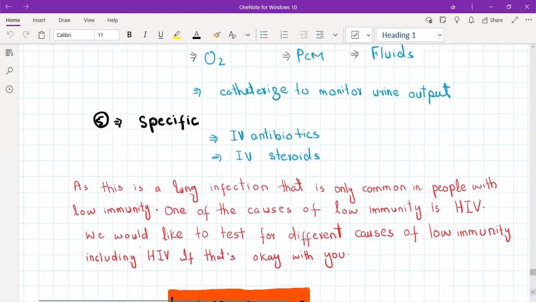Specific treatment here is IV antibiotics and IV steroids. Okay, so specific treatment here is two. Remember that it's not only IV antibiotic, but it's IV steroids as well.